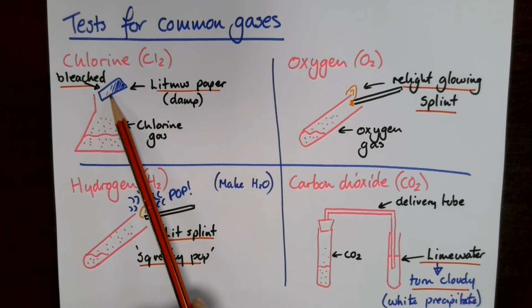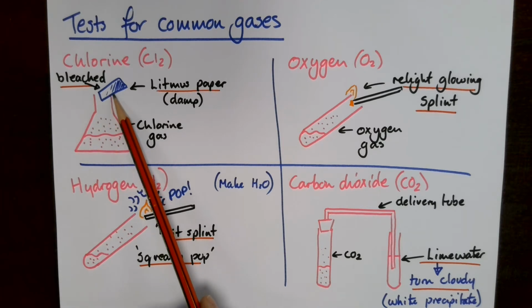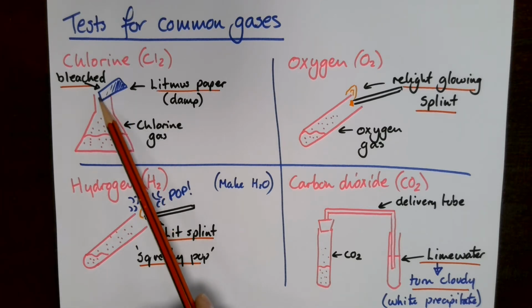It may go slightly red to start with because the chloride ions were slightly acidic, but it will eventually turn white, and that's your test. So damp litmus paper, and that gets bleached.